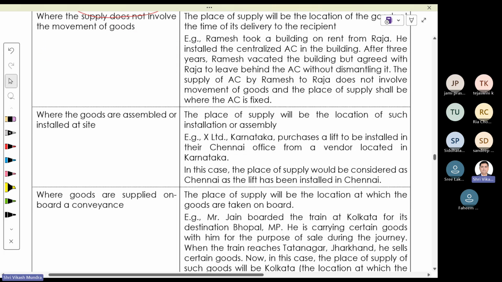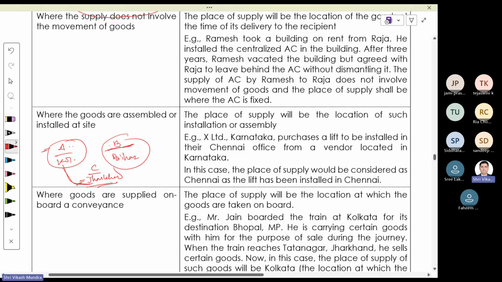Now, when the goods are assembled or installed at a site, for example, suppose I am a person located in Kolkata, he is a person located in Bihar. He got a contract for installing a lift at C, Jharkhand. He is the contractor, I am the supplier of the lift, and this lift would be installed in C, Jharkhand. Due to the contract between A and B, the goods have been moved to Jharkhand for installation at some place in Jharkhand.